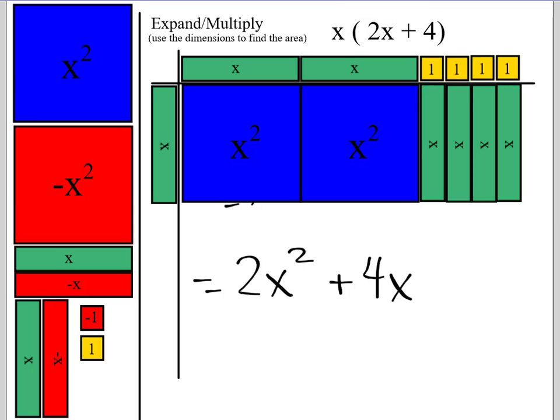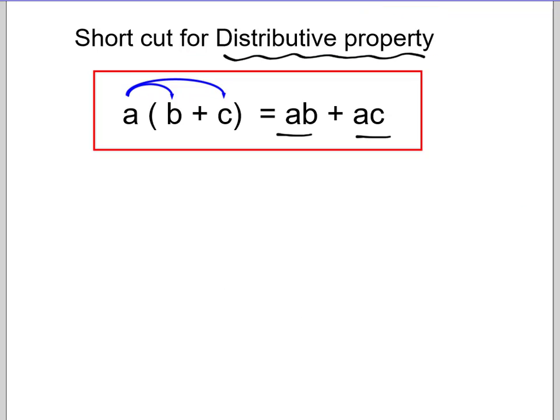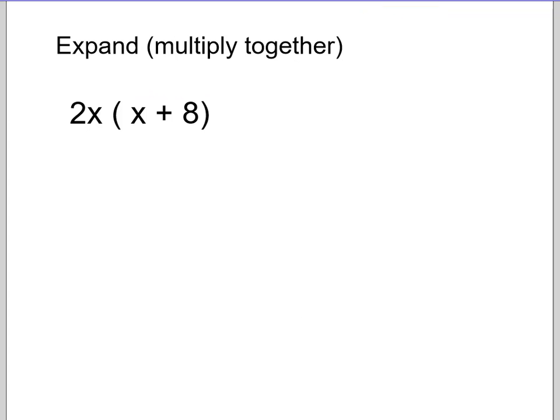Oh, now here's where we got to be really careful. X times 2x, 2x squared. Because we're multiplying terms with exponents, remember there's little ones on here, those exponents change. X times 4, 4x. So it looks like we're on a roll. So let's go and try that. We are going to distribute.